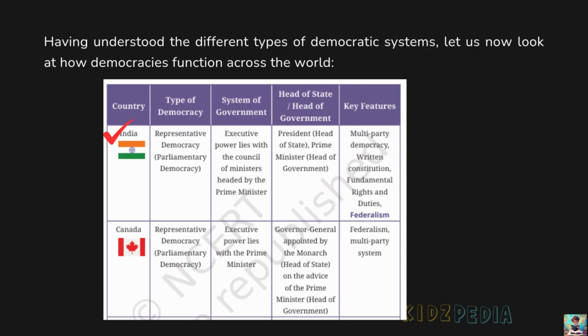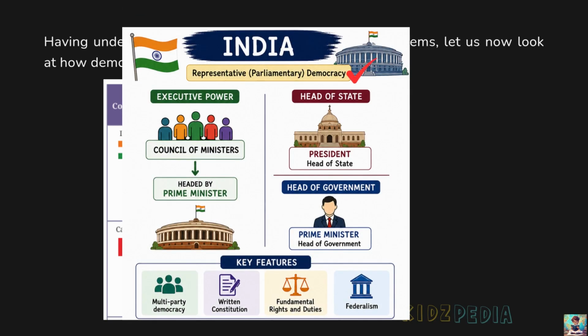India has a representative democracy and a parliamentary system. This means people elect their representatives and the government works through the parliamentary system. The president is the head of state while the prime minister is the head of government. The executive power lies with the council of ministers headed by the prime minister. India has a multi-party system, so many political parties can contest elections. India also has a written constitution which gives citizens fundamental rights and duties. India is also a federal country, meaning powers are divided between the center and the states.